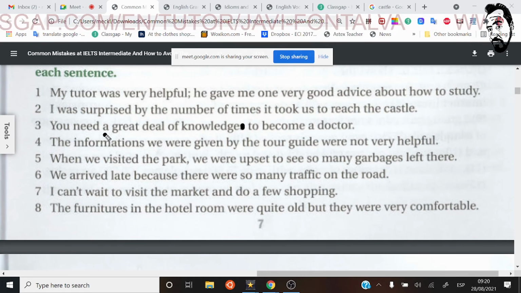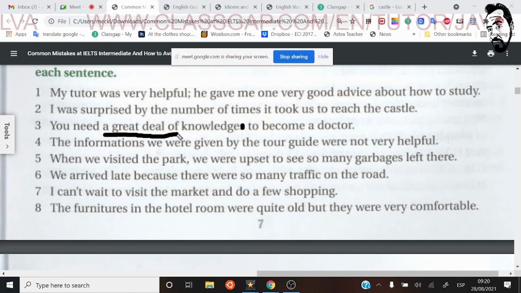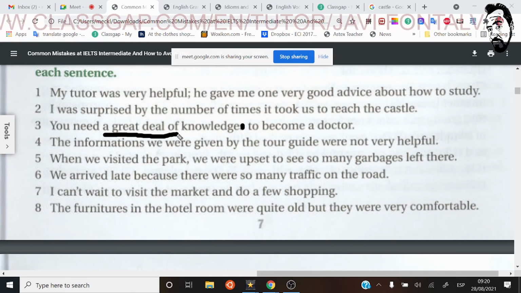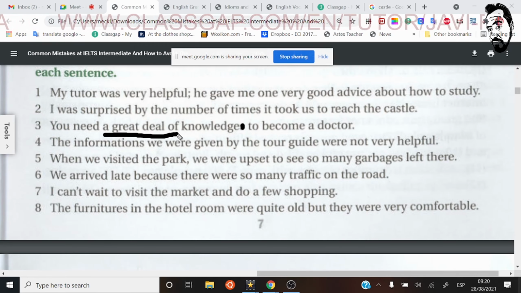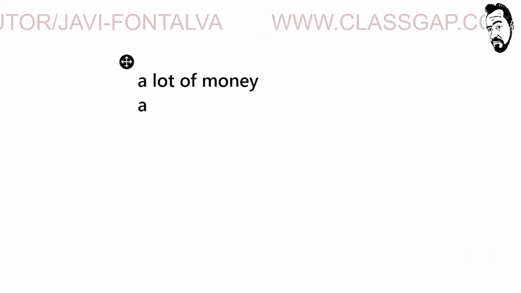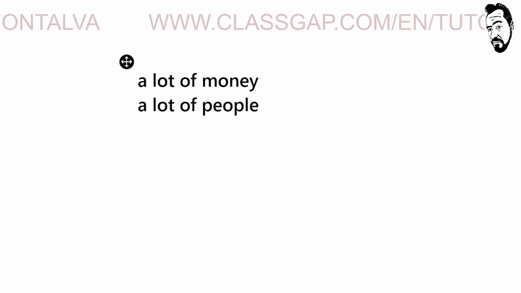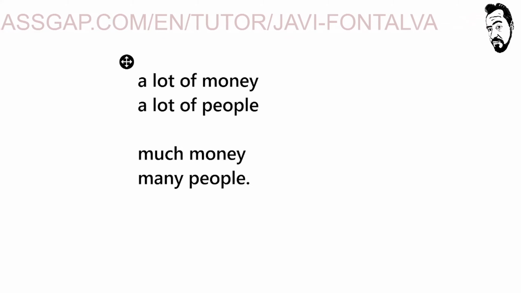Okay, let's talk about the expression a great deal. What does it mean? A great deal of. Una gran cantidad de. Exactly. A lot. Really a lot. So a great deal of, you can use it with uncountable as well. It's like the word a lot. So you can say a lot of money, a lot of people. So in English, some expressions you can use with both countable and uncountable. Some other expressions, only with countable or uncountable. So for example, you can say a lot of money, a lot of people. However, you say much money, many people. You cannot say many money, or much people.